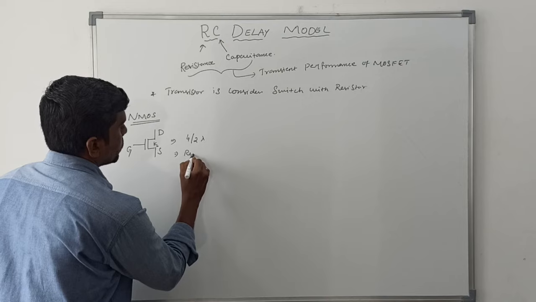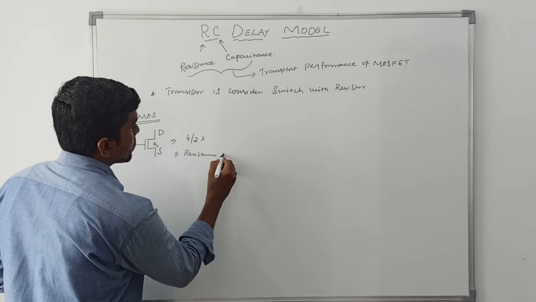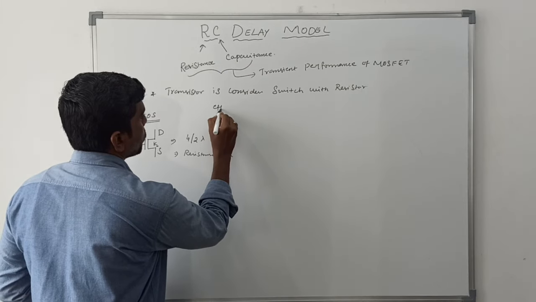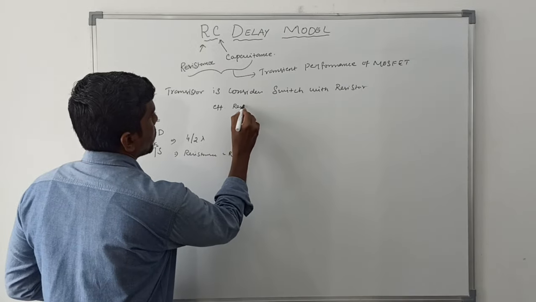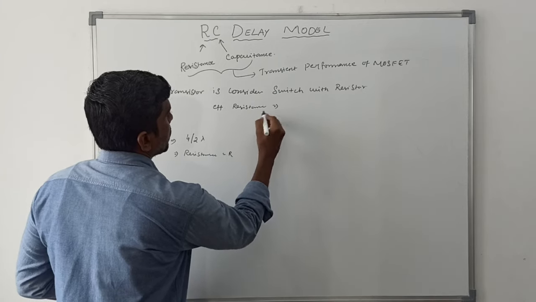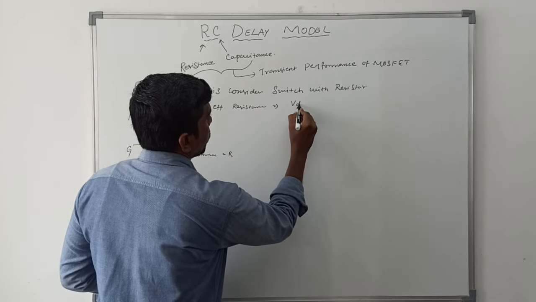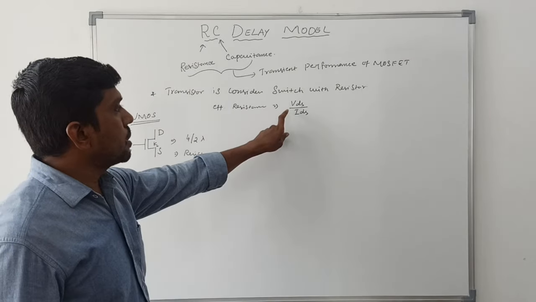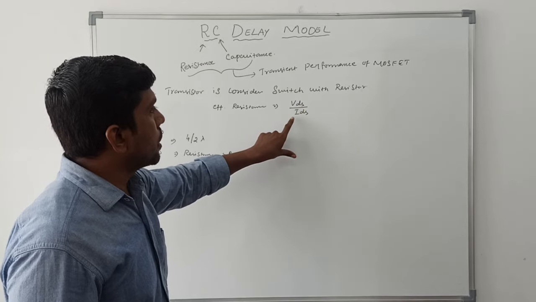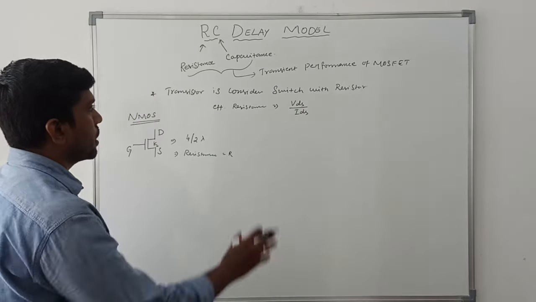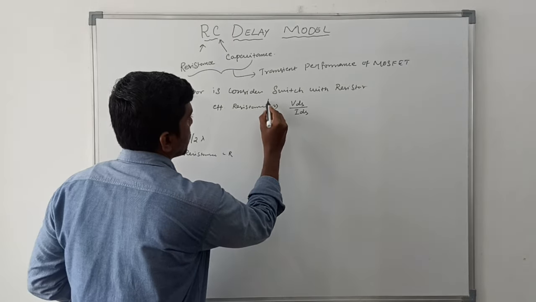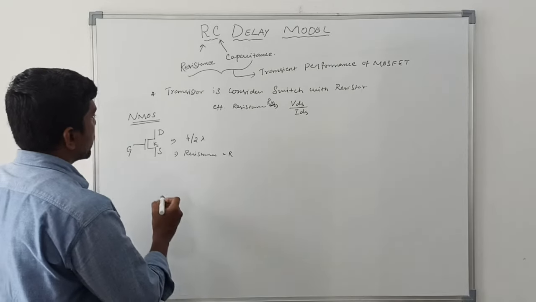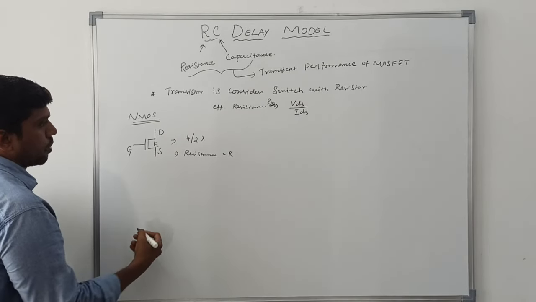Then the resistance value is R. The effective resistance of this RC delay model is VDS by IDS, where VDS represents the voltage between drain and source, and IDS is the drain to source current. It's the effective resistance value, Rn. Now I convert this NMOS transistor into the RC delay model.